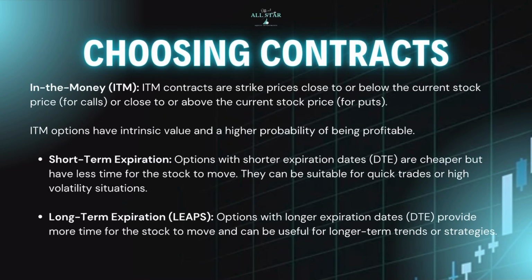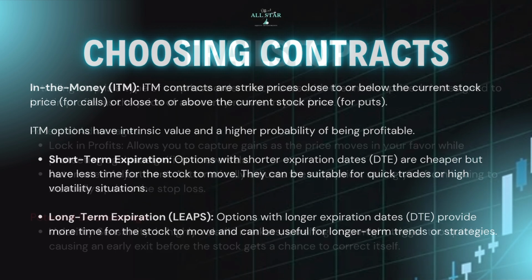Now, in regard to choosing the right contracts to grow a small trading account, it's important to focus on selecting contracts that are in the money because these options have intrinsic value and therefore a higher probability of being profitable. But again, if you're swing trading, you may adopt a completely different strategy for trading in the money, at the money, and out of the money. And the DTE plays a role in this as well.